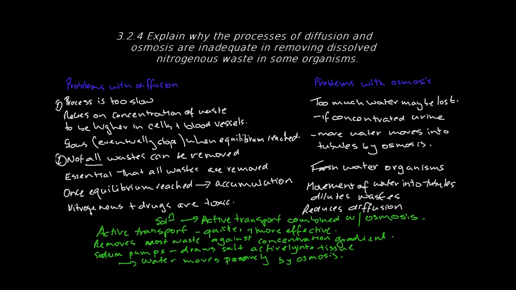Finally, the way around all this is to have a combination of active transport with osmosis. So active transport is quicker and more effective. It removes waste against the concentration gradient, and one particular type of this active transport is the use of a sodium pump. Now the sodium pump takes salt out of the tubule back into the bloodstream, and that process draws the water back passively, because once there is a higher concentration of solutes in the bloodstream, water will move by osmosis.